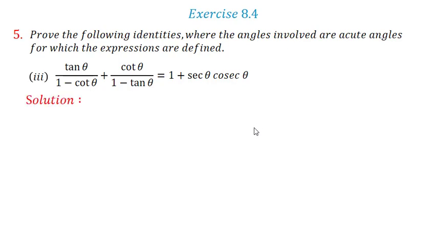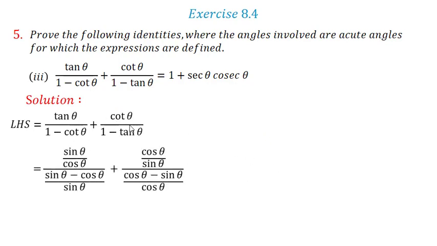So again here I am starting from my left hand side. I will convert this tan and cot in terms of sin and cos. So this tan theta is sin theta upon cos theta, and here it is 1 minus cot theta. So this cot theta is cos upon sine. So if I simplify, I have sin theta minus cos theta whole divided by sin theta. Okay, you can introduce that one step in between, that is cot theta first write as cos upon sine and then simplify. Plus here it is cos theta upon sin theta, and the denominator I have simplified and I got cos theta minus sin theta upon cos theta.